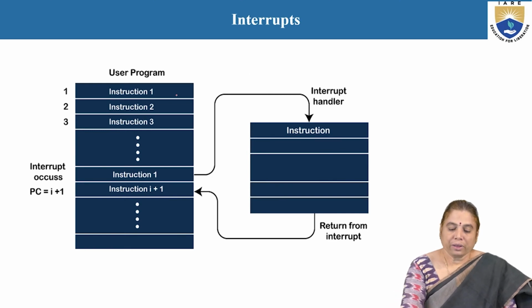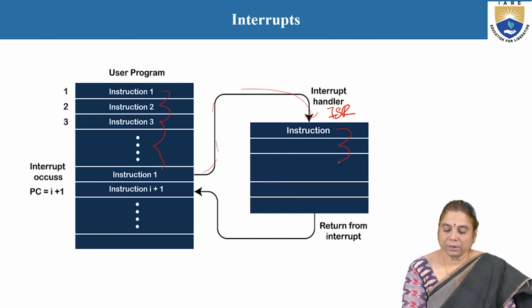So here is the user program. The instructions are generally executed in a sequence. Whenever an interrupt occurs, it has to move to the interrupt handler. This is the ISR, interrupt service routine. These instructions are executed, and then control returns to the main program execution after giving service to the interrupt.